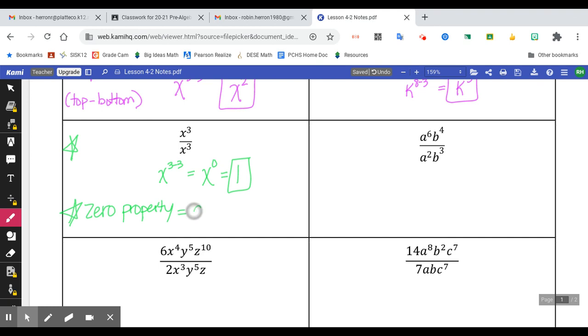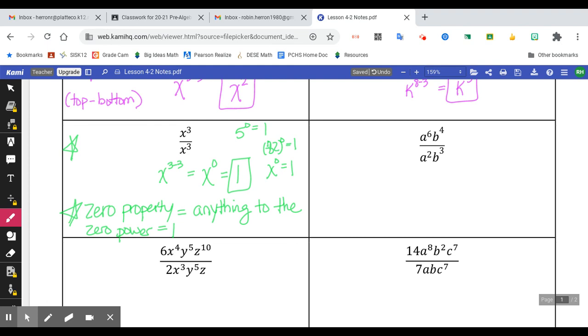Okay, so anything, whether it's a number or a variable, anything to the 0 power equals 1. Anything. So 5 to the 0 power equals 1. Negative 82 to the 0 power equals 1. X to the 0 power equals 1. So anything to the 0 power. All right, so moving on.